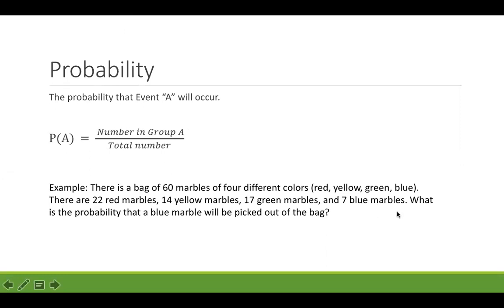All right, so depending on the way you round it, I got 0.116, so 0.117 is acceptable as well. I just didn't round. So you take the number in group A, which we're looking for, blue, which is 7, and then divide it by the total number, which is 60, and then you get 0.116.